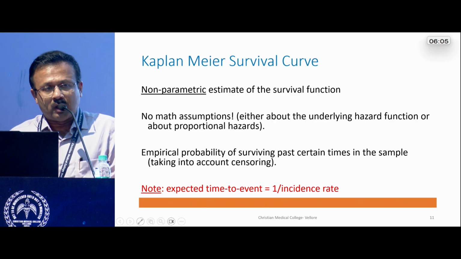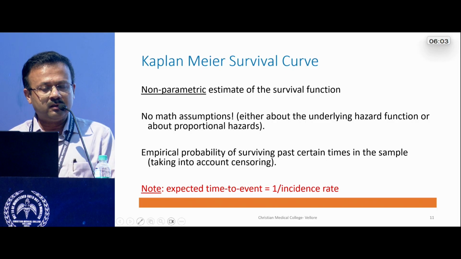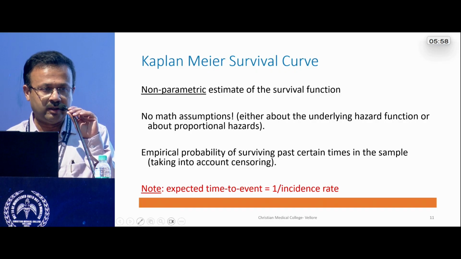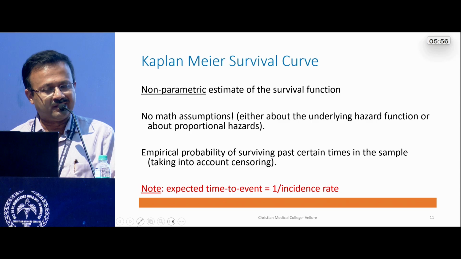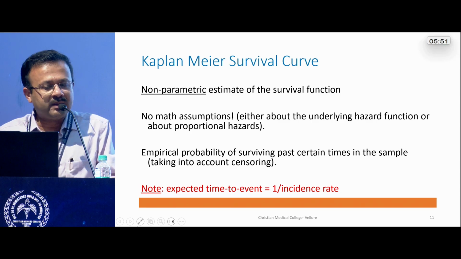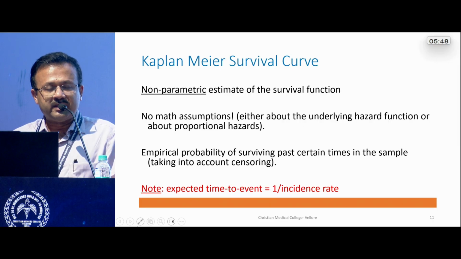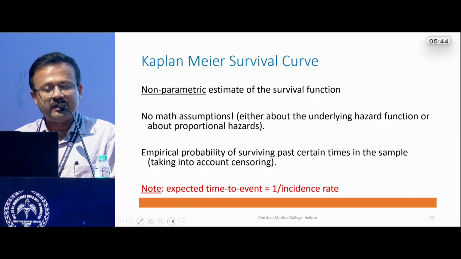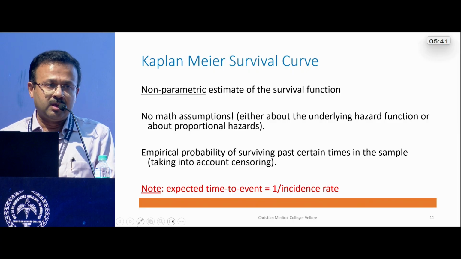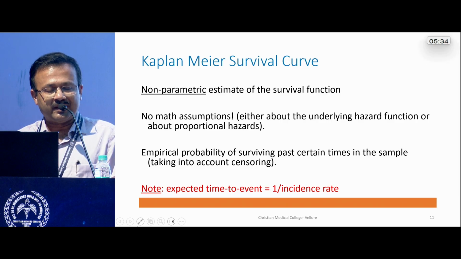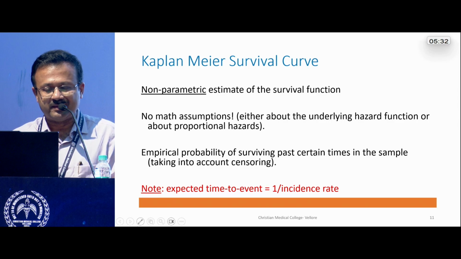Now, how to analyze this survival curve or survival analysis? The most commonly used is the Kaplan-Meier survival curve. I will deal only with the Kaplan-Meier survival curve. It is a non-parametric estimate. Not many assumptions are required, it is very robust, and it basically takes into account the empirical probability of surviving past a certain time, provided you reach that certain time. So it has both the components. It is cumulative survival, and expected time to event is 1 upon the incidence rate.